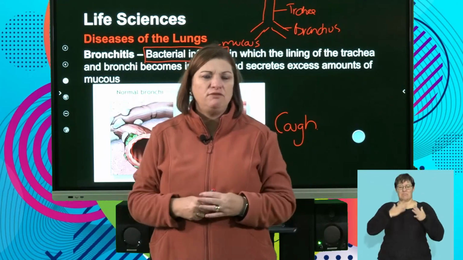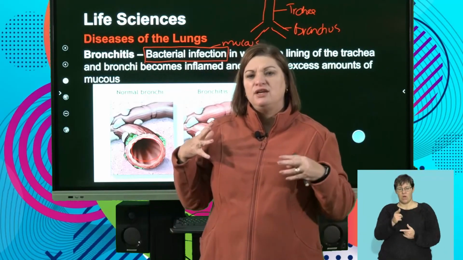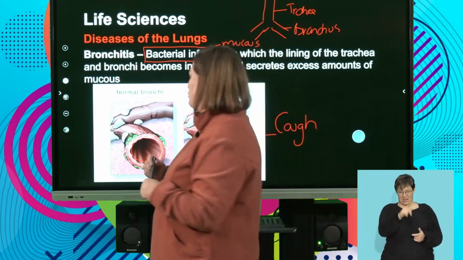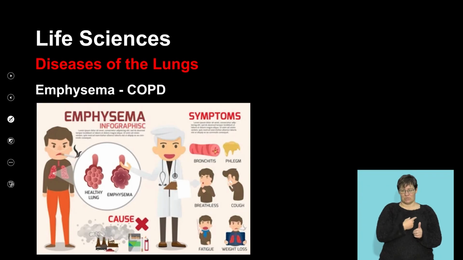But I'm sure a lot of you, if you have bronchitis, will have antibiotics in order to cure that. The next two are actually quite serious. The first one is called emphysema, or chronic obstructive pulmonary disease. Usually this occurs in people that have been quite heavy smokers.